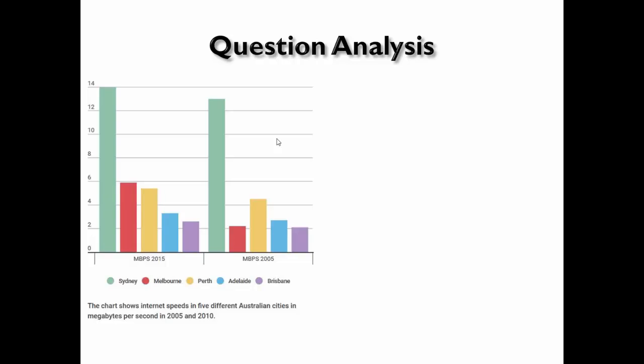Okay, so let's look at my analysis. First thing we ask ourselves is: is it over time? No, it's not over time. It is two separate dates. So it is in 2005 and 2015. So it's not between 2005 and 2015. It's just in those two particular dates.